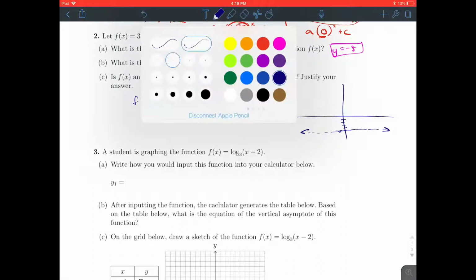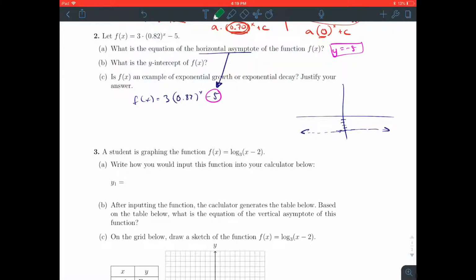What's the y-intercept of this function? What we observed is the y-intercept will always be a plus this value. So for this function, the y-intercept would be 3 plus -5. It's -2. I think this is also the first time we're seeing a negative value for the y-intercept.